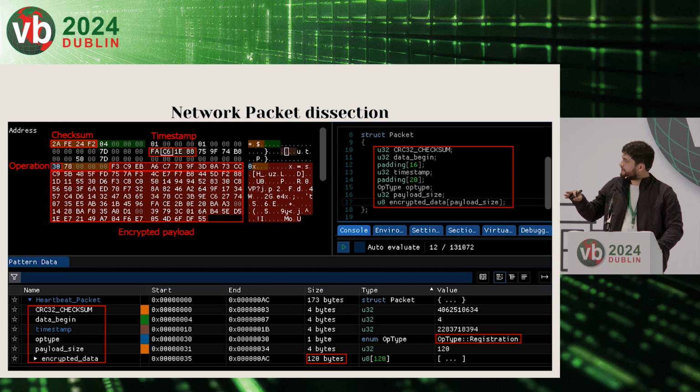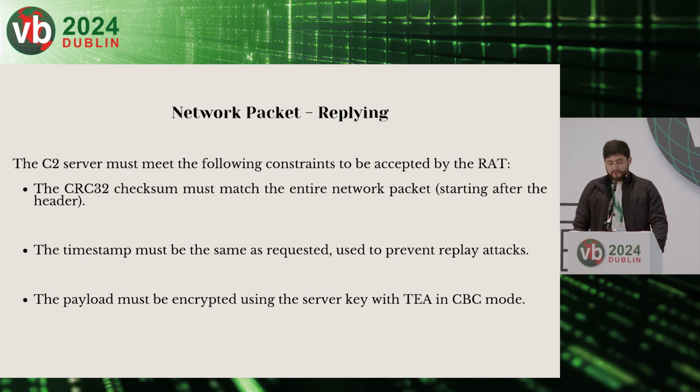So by picking this pattern here, we could create an emulated C2 that could respond the same way that the malware expects. In order to respond to the package, it must follow the following constraints. The CRC32 checksum must match the entire network package, starting after the header. The timestamp must be the same as requested, because every time it's asking for a command or it sends an output, it will send the current timestamp. The server must return the same timestamp, and this is used to prevent replay attacks, because if you capture some network traffic of the Dinodas on some sandbox or something, and try to replay it back, it will not be accepted because it was asked at a different timestamp.